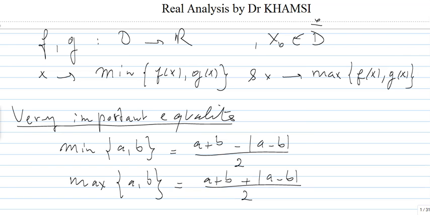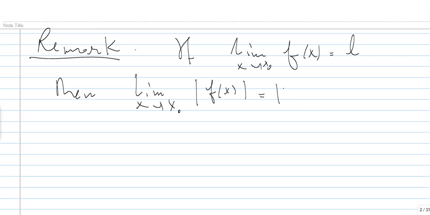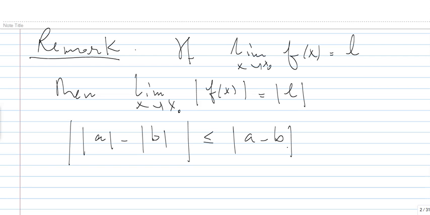So next, we remark that if the limit of f of x when x goes to x0 is equal to L, then the limit of the absolute value of f of x when x goes to x0 is equal to the absolute value of L. And the reason why is because the absolute value of a minus the absolute value of b is less than or equal to the absolute value of a minus b. This inequality, for any a and b, gives us this limit. So this is very, very important.